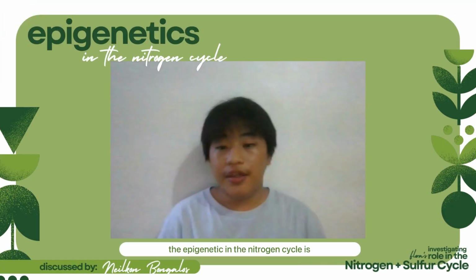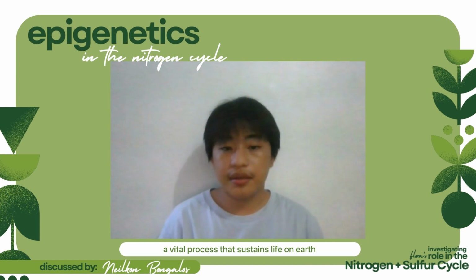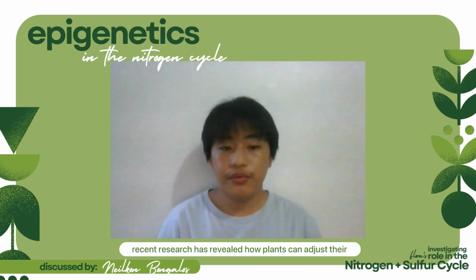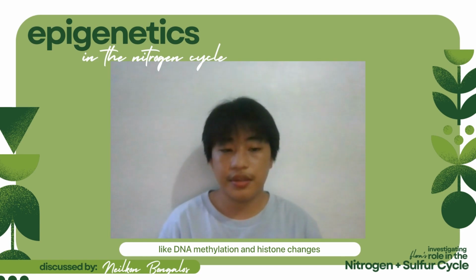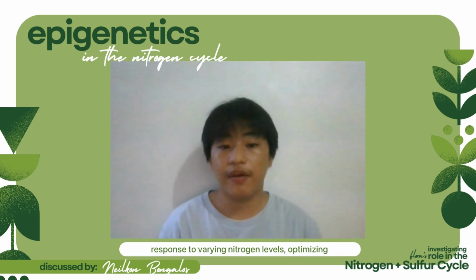The epigenetic effect on the nitrogen cycle is a vital process that sustains life on Earth. Recent research has revealed how plants can adjust their genetic expression through epigenetic modifications, like DNA methylation and histone changes. These epigenetic changes allow plants to fine-tune their response to varying nitrogen levels, optimizing nutrient utilization and growth.